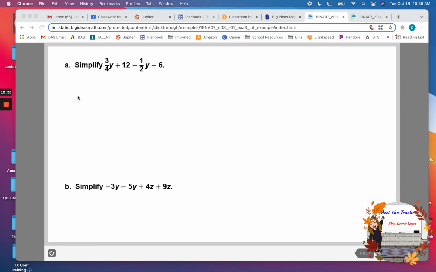So we're going to simplify. This is example 3 in your journals. Okay, we're going to simplify. So looking at this expression, which ones are like terms? Joel? The 3/4 y and the negative 1/2. The 3/4 y and the negative 1/2 y.